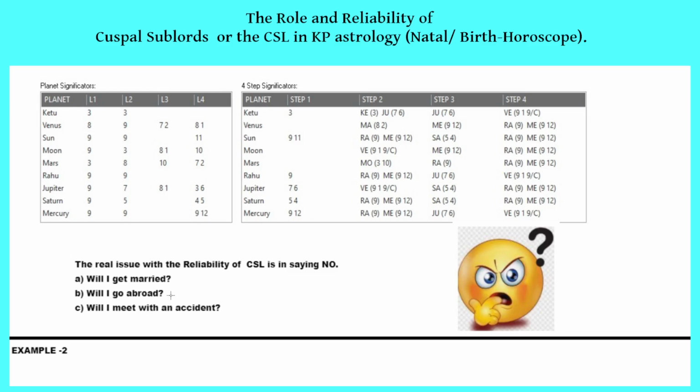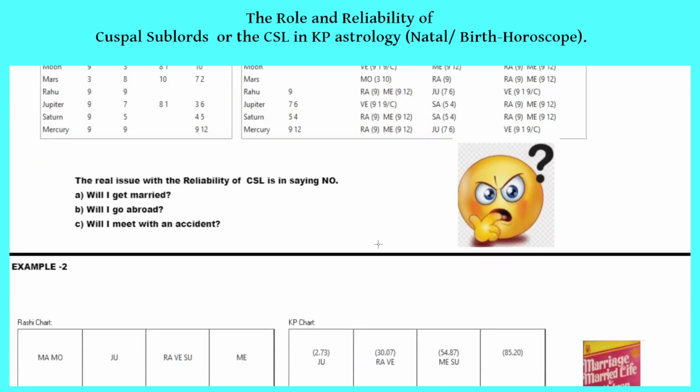Will I go abroad? In most or all of the horoscopes that I come across, you will find some connection to 3, 6, or 9, and then you are not sure that this person will never go abroad. Will I meet with an accident? The same thing. So let me repeat: when it comes to saying no, depending on what the Cuspal Sublord is showing in a horoscope is a very unreliable thing if you depend just on the Cuspal Sublord.